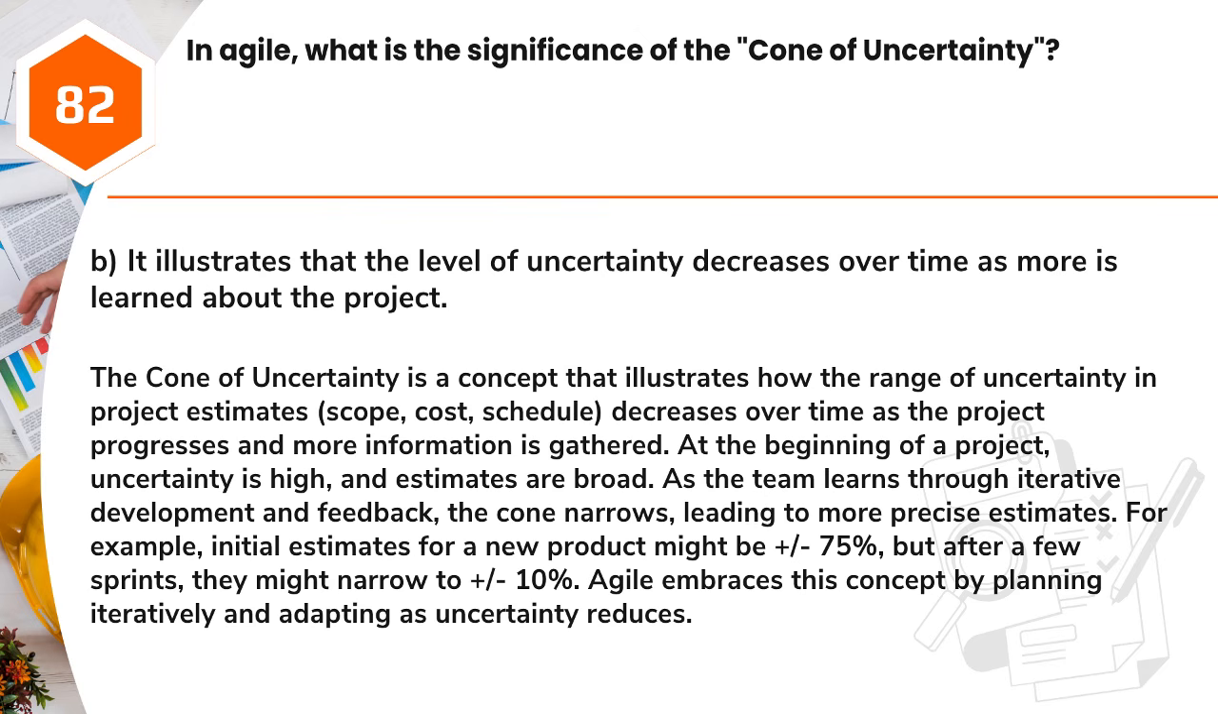For example, initial estimates for a new product might be plus or minus 75%, but after a few sprints, they might narrow to plus or minus 10%. Agile embraces this concept by planning iteratively and adapting as uncertainty reduces.